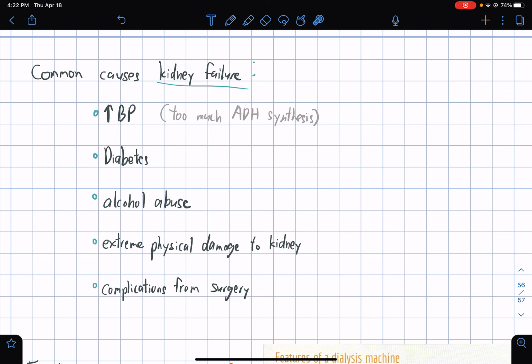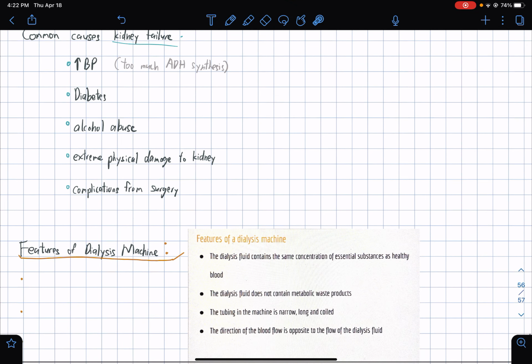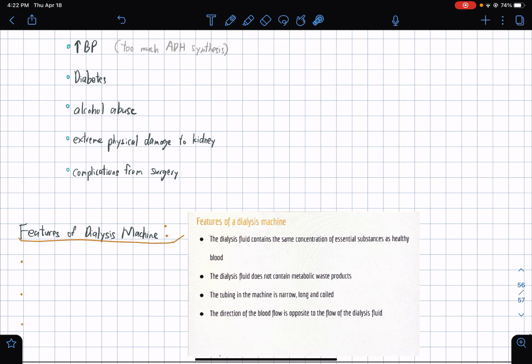And aside from that, complications from surgery. That's the reason why patients and doctors sternly discuss what is supposed to be considered before opting for a surgery, because there can be complications such as this. Kidney failure is a possible risk in certain procedures.